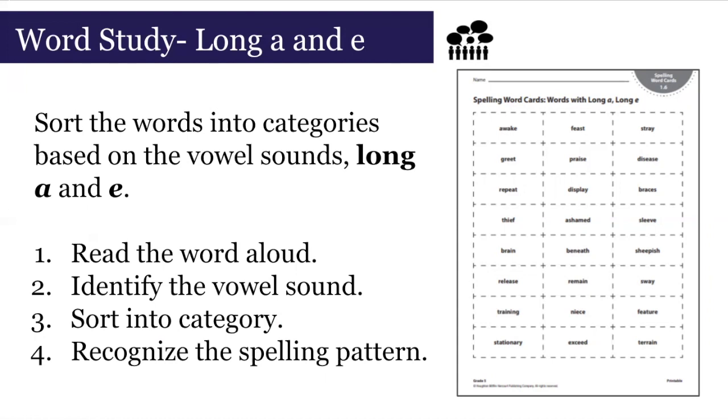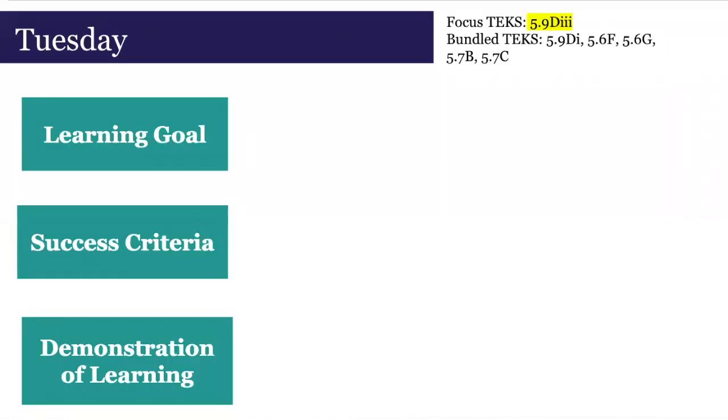All right, boys and girls, for this activity, I want you to follow the following steps to be successful in completing it. So, the first thing I want you to do is read the word aloud. Next, I want you to identify the vowel sound. Then, I want you to sort into categories. And lastly, I want you to recognize the spelling pattern. Feel free to look back at your notes for our long A and long E vowel sounds to complete this activity. Good luck.